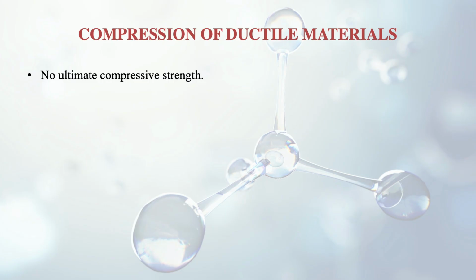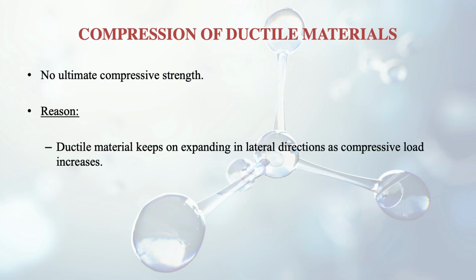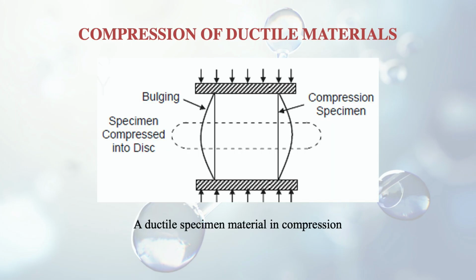In this case, as compared to the tension test, we see that there is no ultimate compressive strength. In the tension test there was an ultimate strength, but when we are doing the compression test, there is no ultimate compressive strength. What is the reason behind that? The reason is that ductile material keeps on expanding in lateral directions as the compressive load increases. Now you can see in the figure how it is happening.